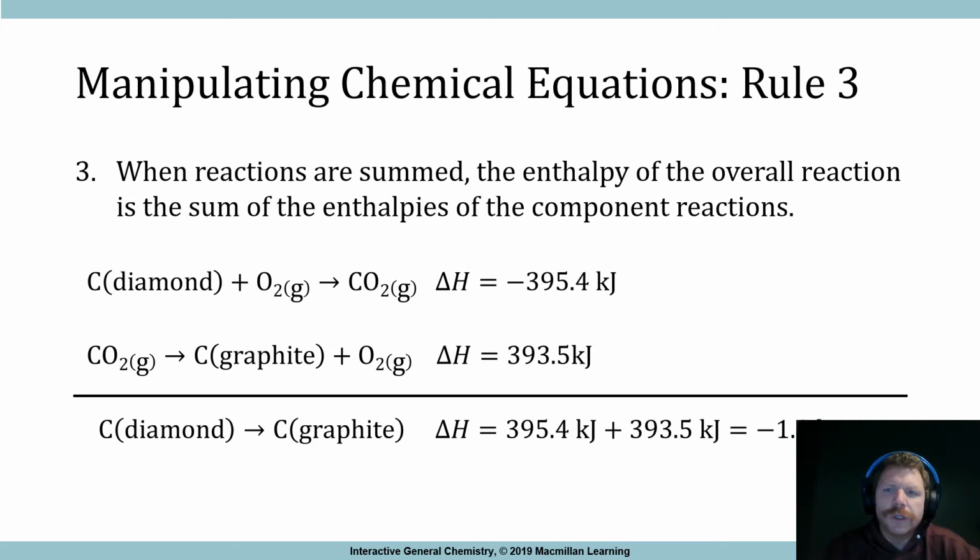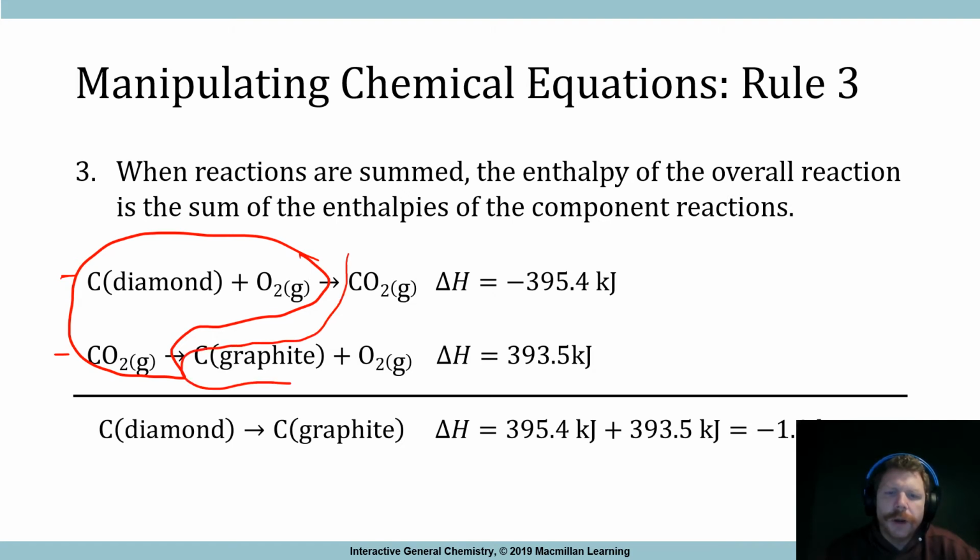Manipulating chemical equations, rule number 3. When reactions are summed, the enthalpy of the overall reaction is the sum of the enthalpies of the component reactions. So we've got reaction 1, reaction 2. We combined all our reactants, and then we combined all our products, and then we said, okay, what's common on both sides? Well, O2 gas. O2 gas is a reactant. It's also found as a product, so we get rid of it.